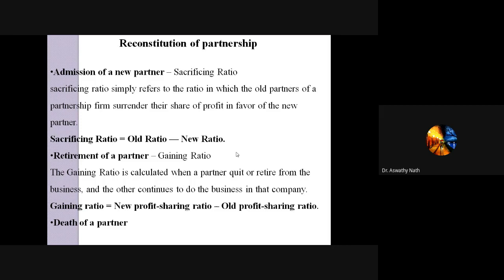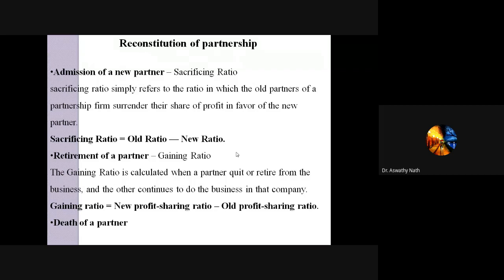We know the sacrificing ratio is the ratio in which all the existing partners surrender a portion of their profit in favor of the new partner. So that is called the sacrificing ratio. They are sacrificing a part of the existing profit share on behalf of the new partner. During that time, you have to calculate the sacrificing ratio, and the amount of goodwill has to be shared according to the sacrificing ratio.